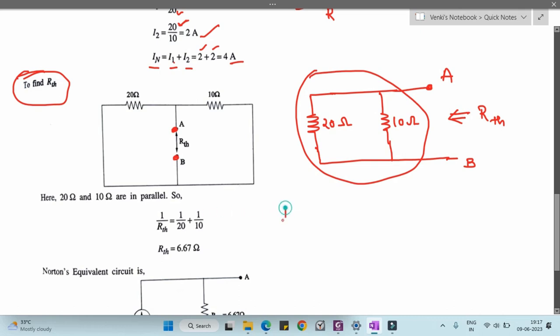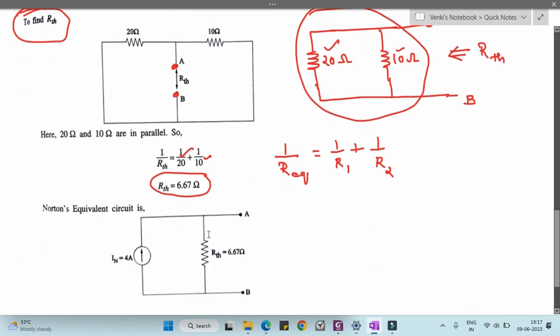Okay, so generally what is the formula? 1 by R equivalent is equal to 1 by R1 plus 1 by R2. So what is the R1 value? That is 20. I have substituted here. And the R2 value is 10. I have substituted here. So finally we are getting the R Thevenin as 6.67 ohms.